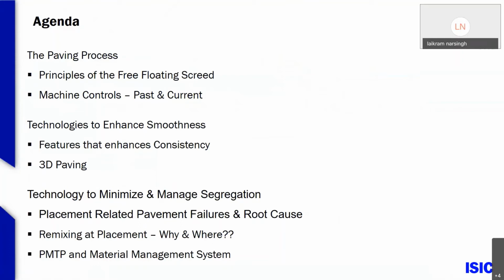Technologies we have that enhance smoothness, some of the features that enhance consistency, and a bit on 3D paving. Then we will look at technology that we have to minimize and manage segregation. So, placement-related pavement failures. We'll look at remixing at placement, why and where. And then we will look at the paver-mounted thermal profiler and some different material management systems.